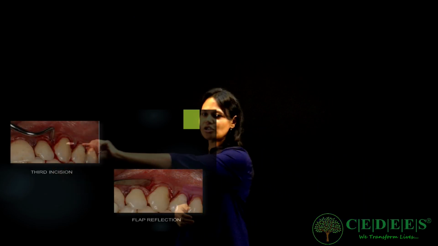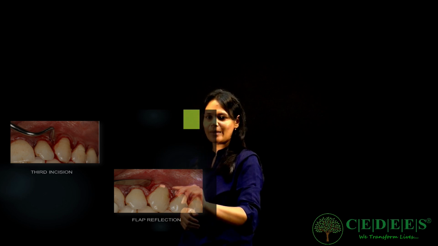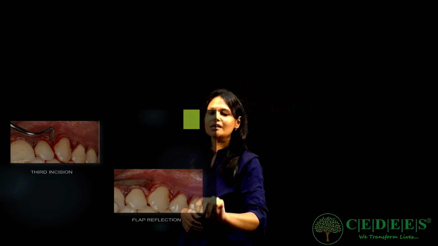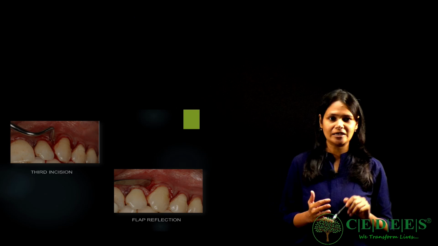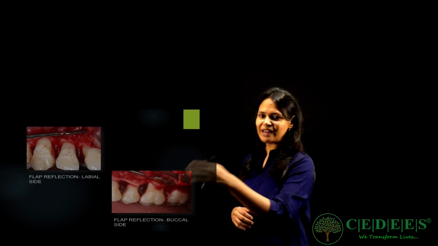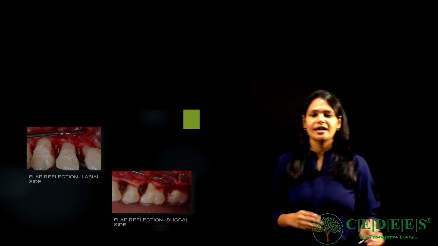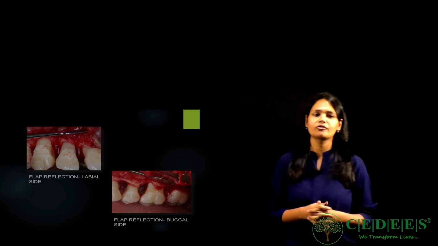And then using your Orban's knife, come back to the same case. This is how your Orban's knife is used, and you just remove this part of the tissue. Flap reflection, the small tissue which is there is removed. Why? Because it is the most infected part of the gingiva. Deflect the flap, do your debridement, make sure everything is clean, there is no plaque, no calculus, and then you suture it up. So that's your modified Widman flap.